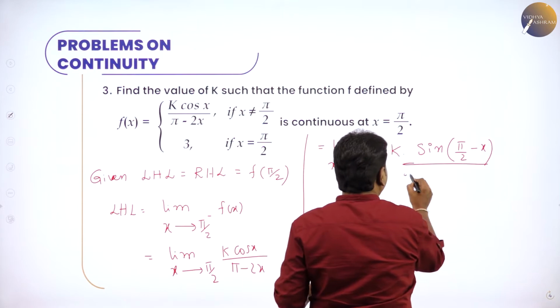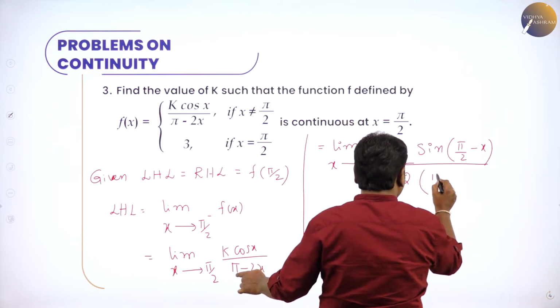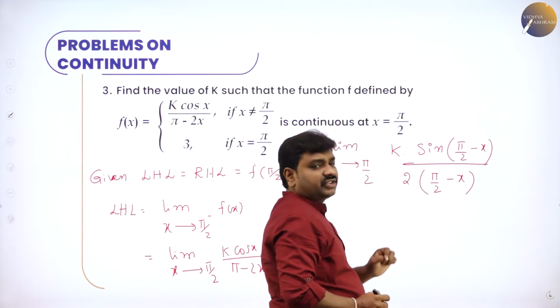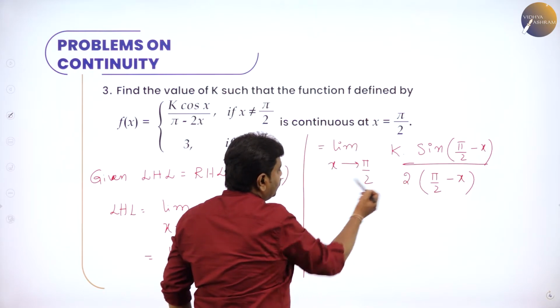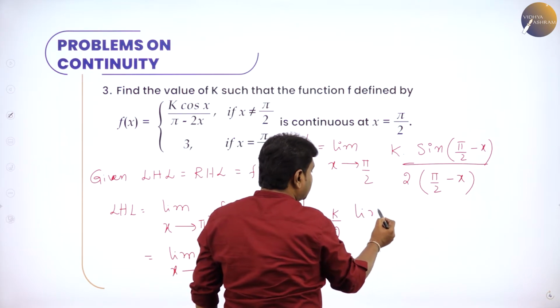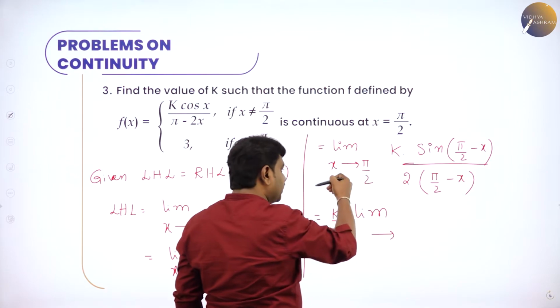And in the denominator, I'll take 2 common. If I take 2 common, this pi becomes pi by 2 and minus x. Here you can see pi by 2 minus x. Here also you can see pi by 2 minus x. Now you can see k by 2 acts as constant. Take k by 2 outside, limit x is tending to pi by 2.